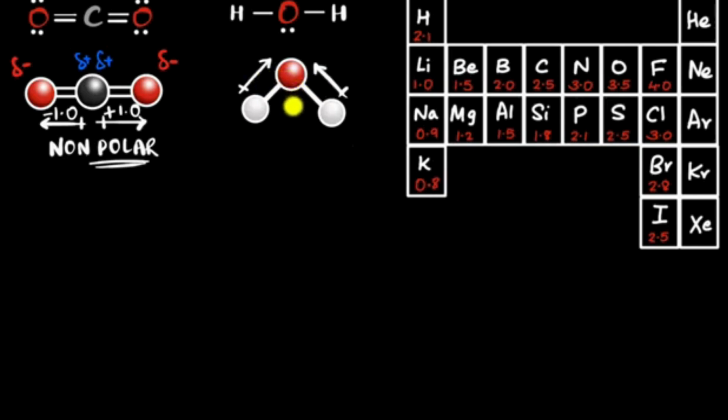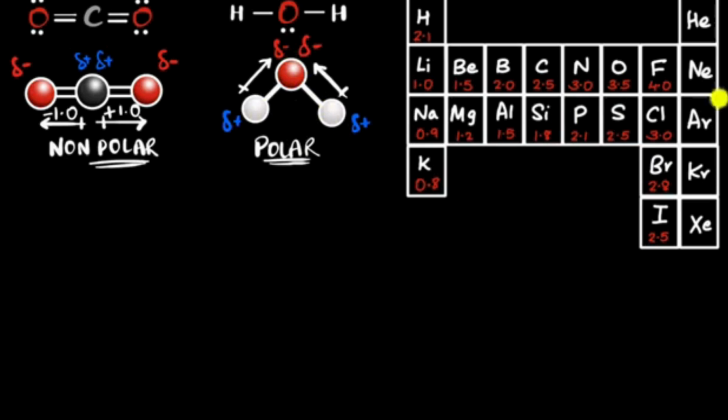And as a result, we say that there is a net polarity, which means charges are unevenly distributed. You can see that one end is partially negative, the other end of the molecule is partially positive. So the molecule itself is polar. Why did that happen? That happened because of the bent shape. The bent shape ensured that one end is partially negative, the other end is partially positive.